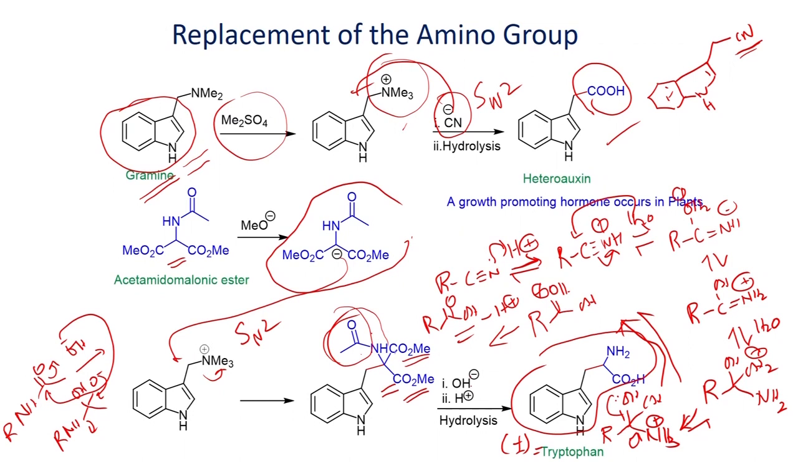And once you generate the dicarboxylic acid, that can be further converted into monocarboxylic acid via decarboxylation. If you heat the dicarboxylic acid in acidic medium, it can undergo decarboxylation to produce this amino acid as the product.